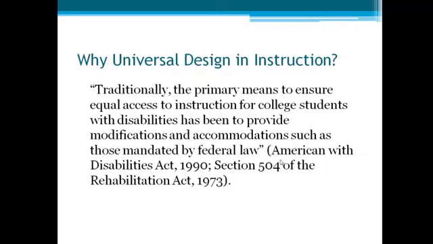Why universal design in instruction? In fact, in the USA, the Americans with Disabilities Act 1990 and Section 504 of the Rehabilitation Act 1973 support these measures. In Canada, we of course have the Human Rights Act, which protects all its citizens and is inclusive of people with disabilities in order that their human rights be protected.